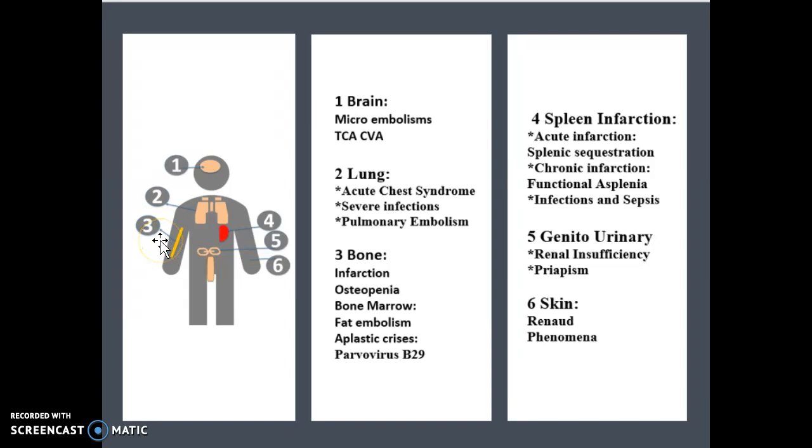Now, the fourth is spleen infarctions. When it comes to the spleen, the first is acute infarctions. The second is splenic sequestration. And the third is chronic infarctions. The two that are left are functional asplenia, and infections and sepsis. Now, when it comes to the genitourinary system, you will have renal insufficiency and priapism. Lastly, when it comes to the skin, you can have Raynaud phenomenon.